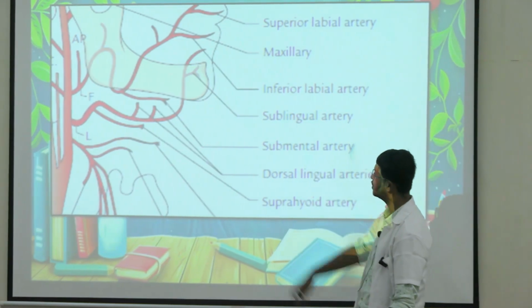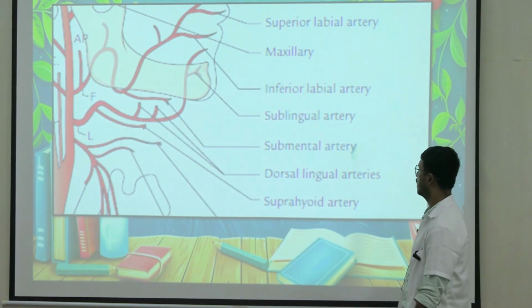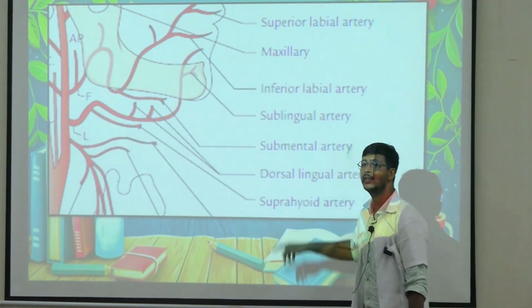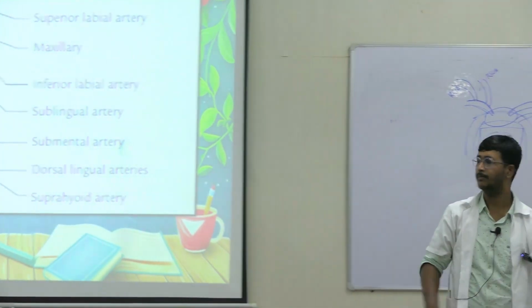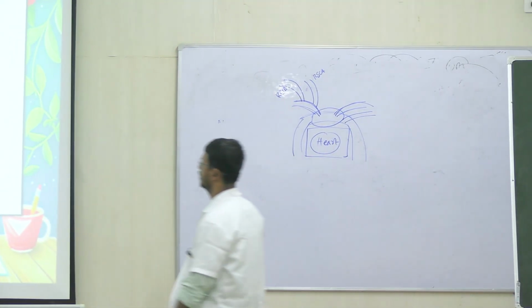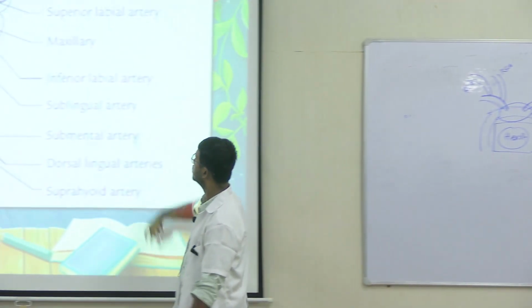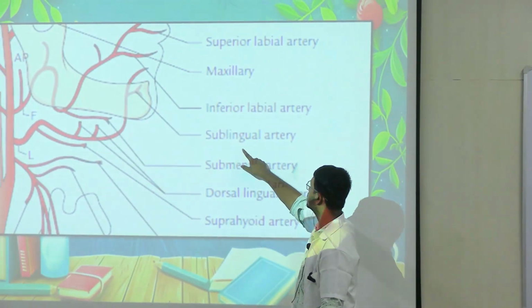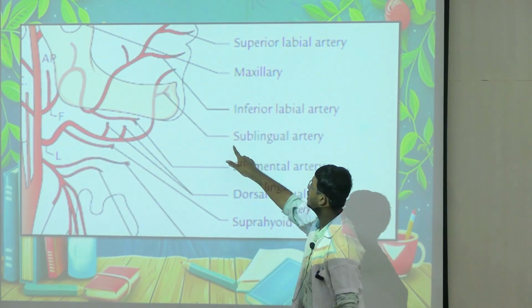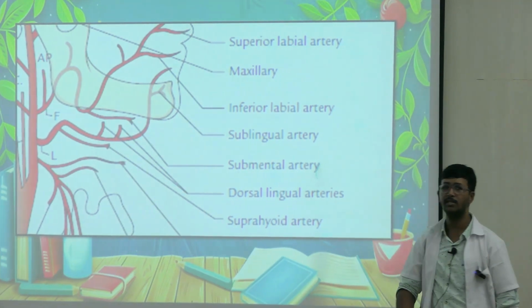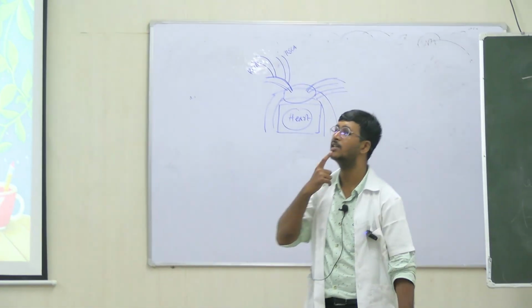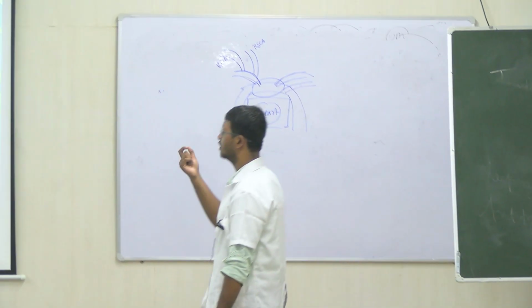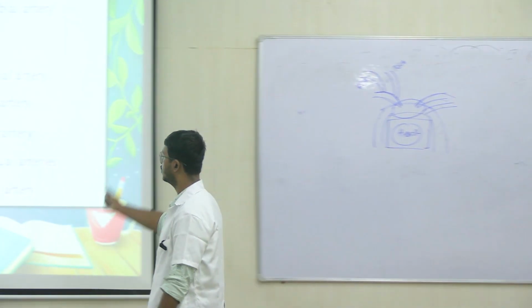Here also you will see two dorsal lingual arteries. Basically they supply the dorsum of the tongue, so they supply the base of the tongue. Then from the third part arises your sublingual artery. As the name suggests, it supplies the sublingual gland. So here is the sublingual gland, and it is supplied by your sublingual artery.